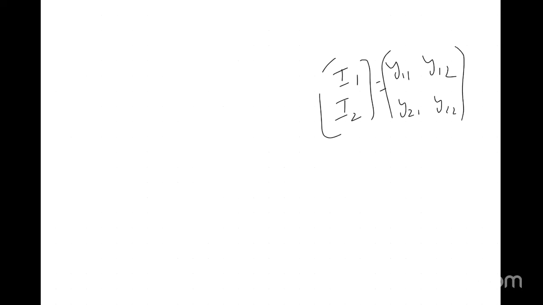Here, across LHS, we will take V1 and V2, V1 and I2. In the same way, now we have to write Y11, Y12, Y21, Y22. Three parameters we will write. In the same way, next is Z parameters.